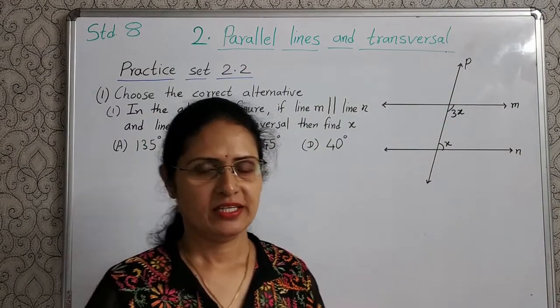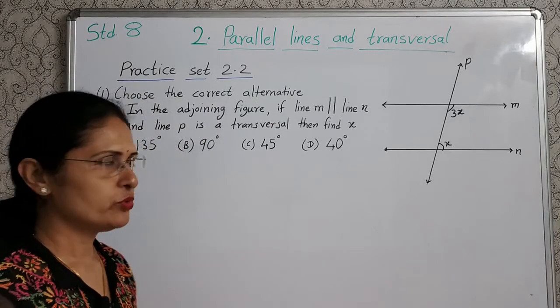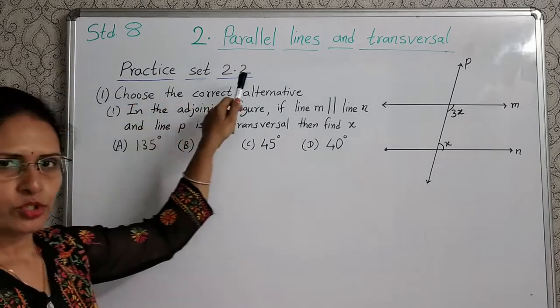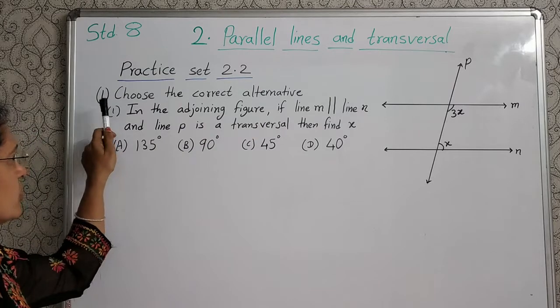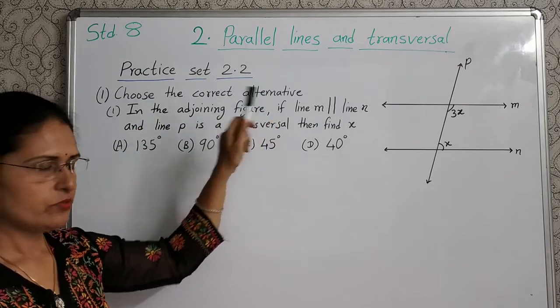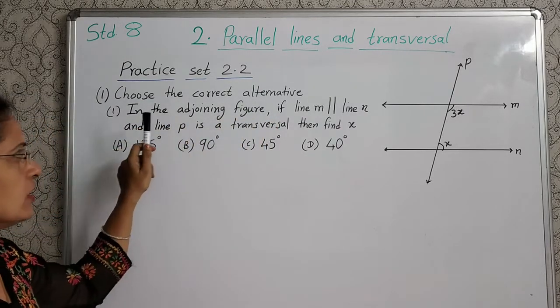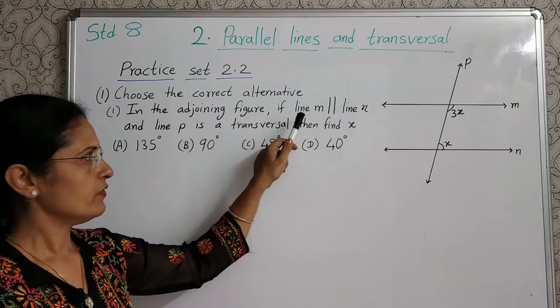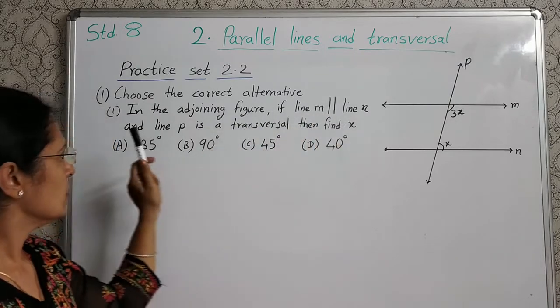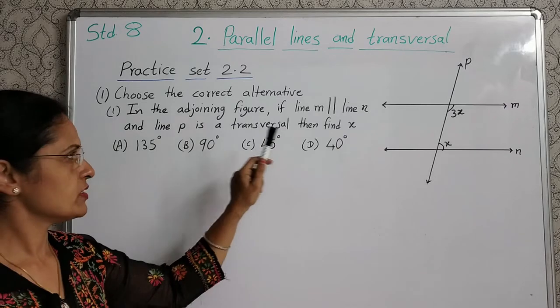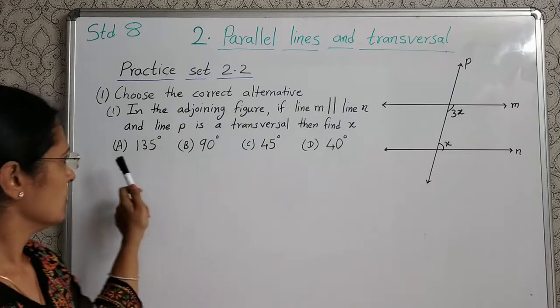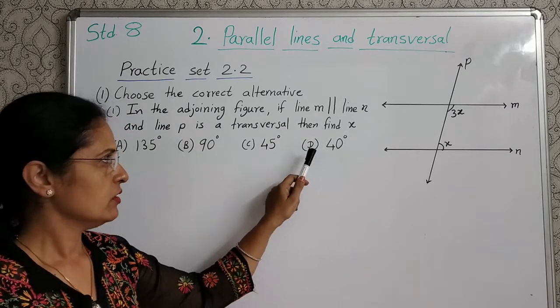I am Nilima Patil. In this video, I will help you to solve practice set 2.2. First question, choose the correct alternative. In that, the first sub question is: in the adjoining figure, if line m parallel line n and line p is a transversal, then find x. Four options are given here.